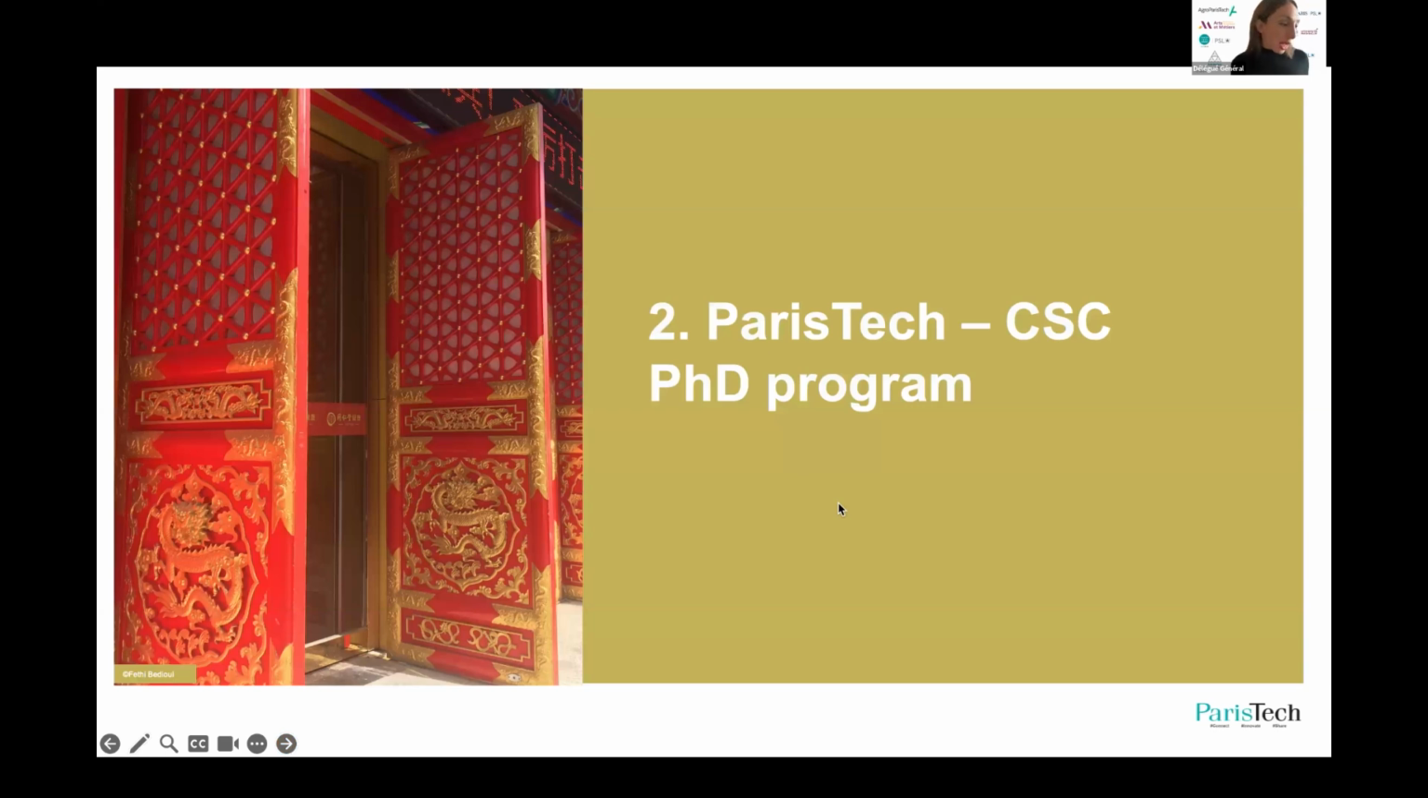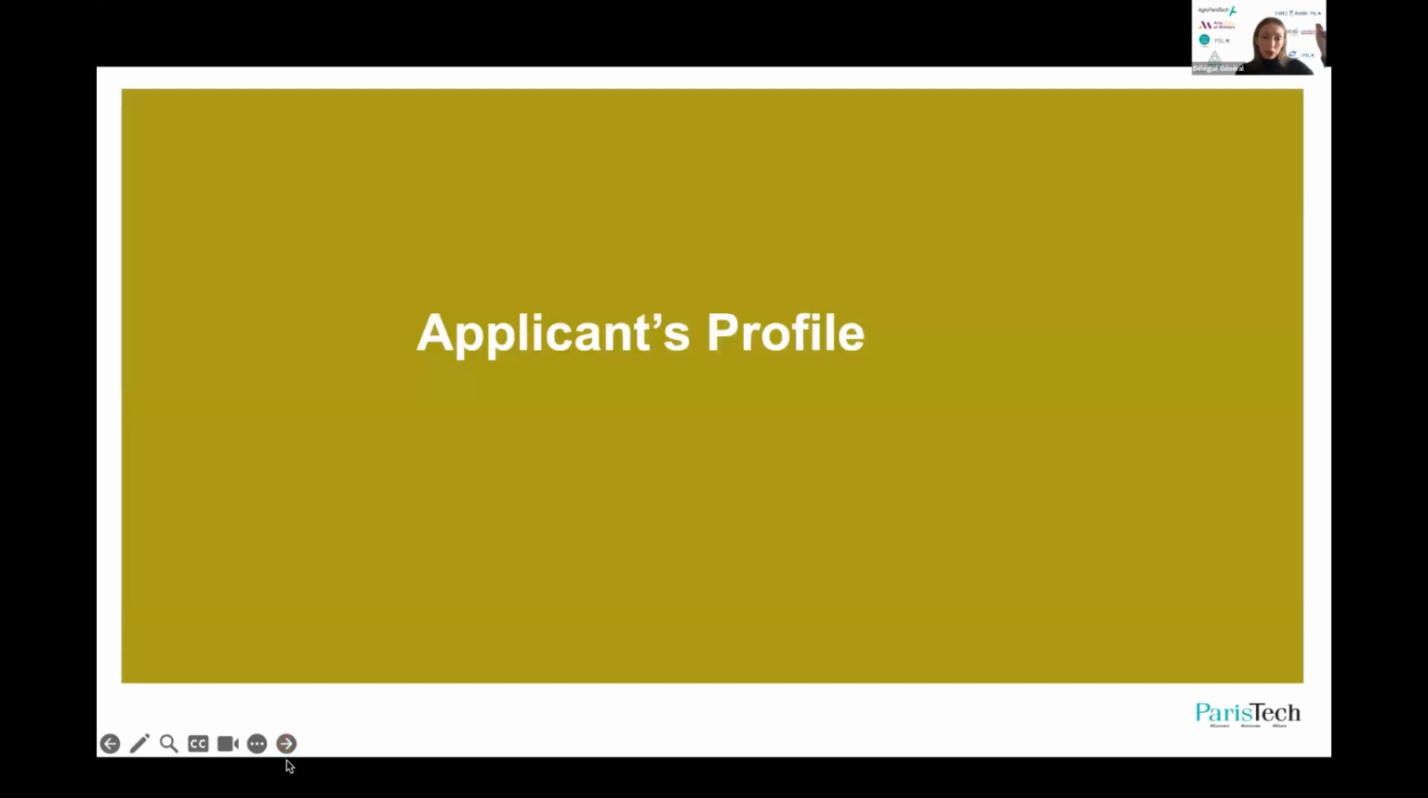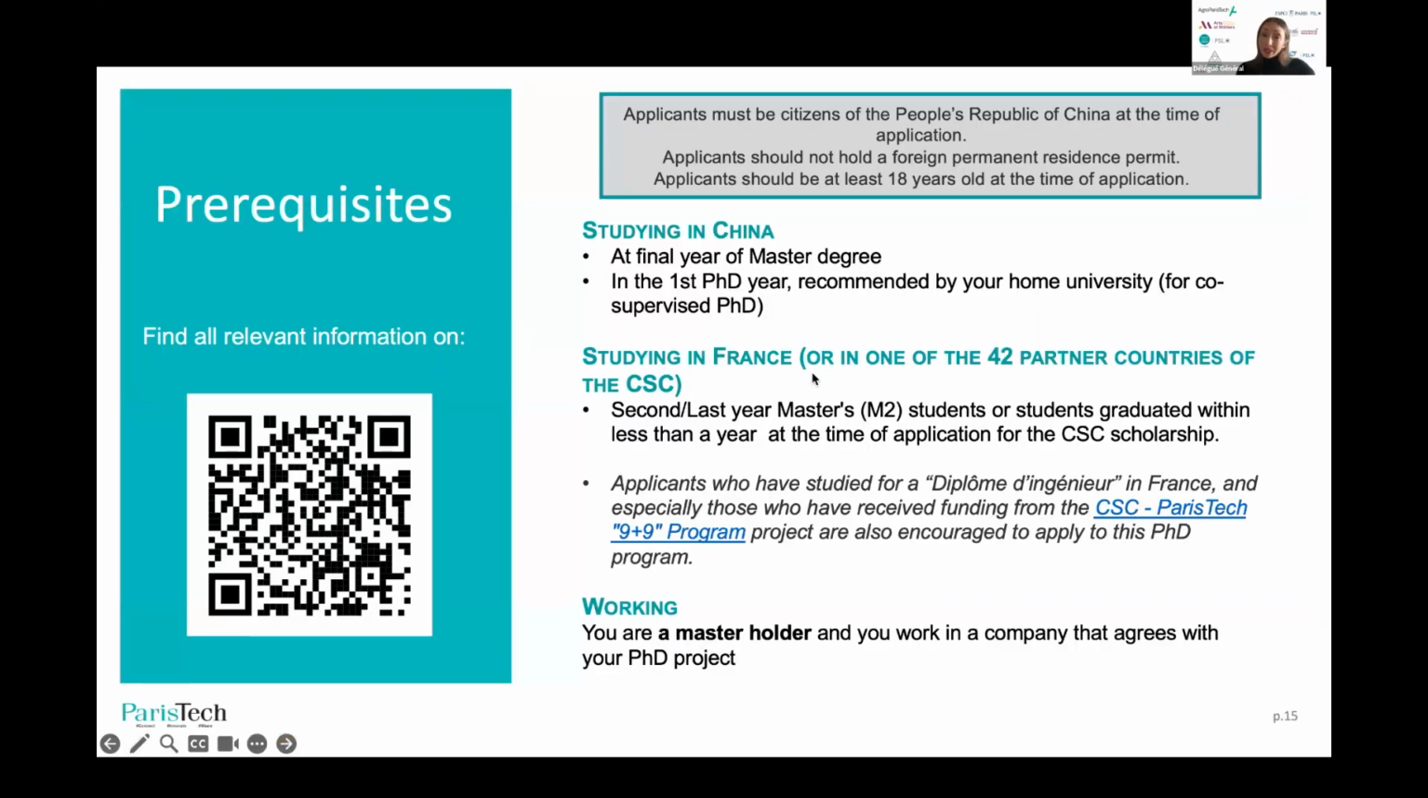So now I'm gonna get a little bit technical, because the most important thing for you is getting all the information you may need regarding your application. So what we are looking for, first of all, please be careful about this. Applicants must be citizens of the People's Republic of China at the time of the application. Just have that in mind in case.